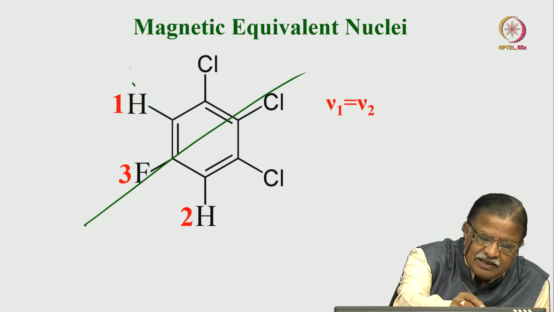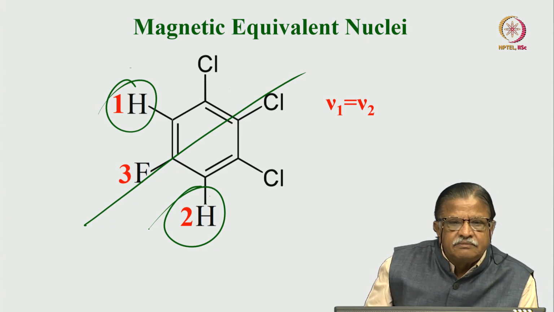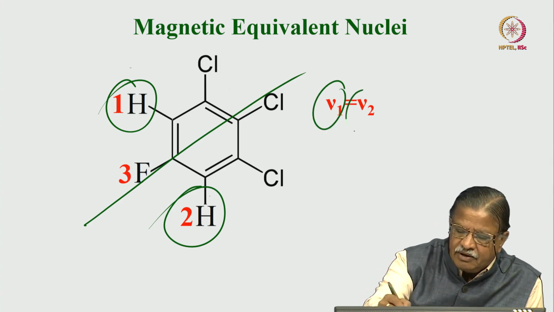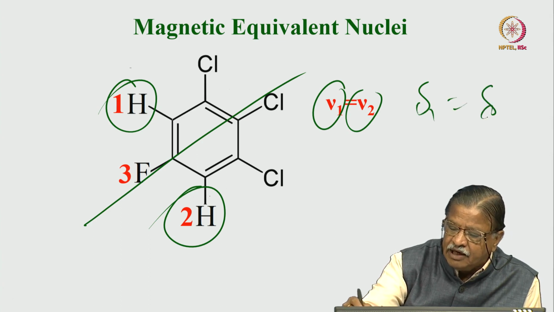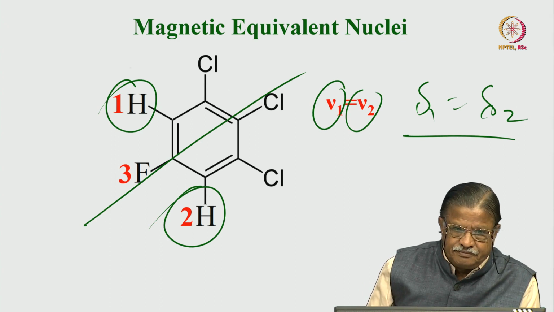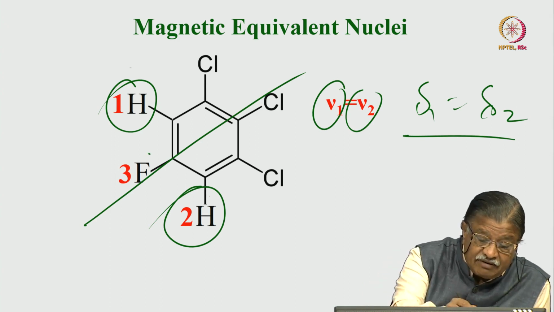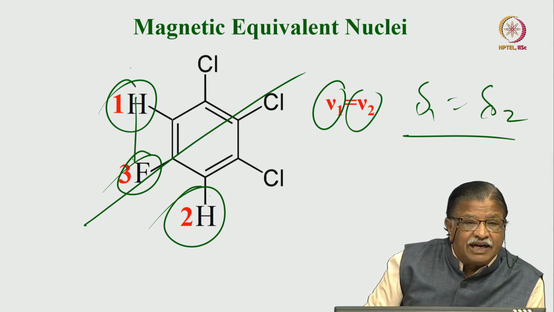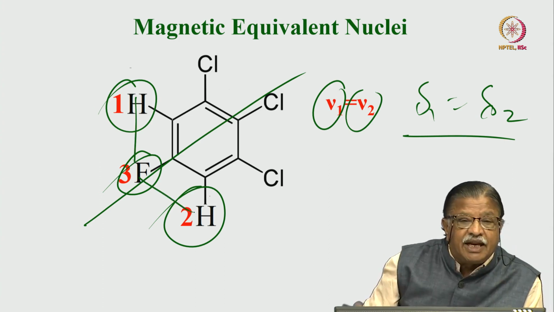Because of that, this proton and this proton are chemically equivalent. The chemical shift is the same: delta 1 equals delta 2. They are chemically equivalent. Now, the fluorine is there. There can be a coupling between proton 1 and fluorine 3, and there can be a coupling between 2 and 3.